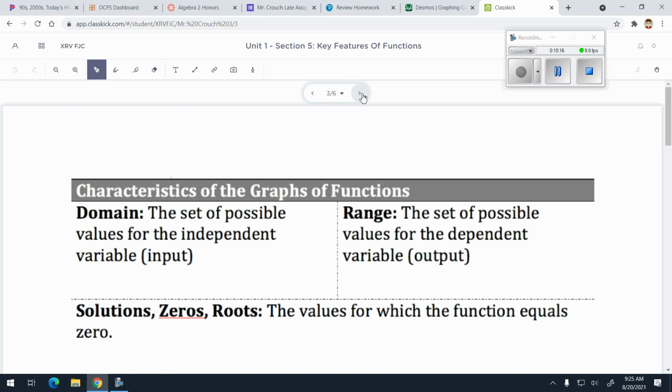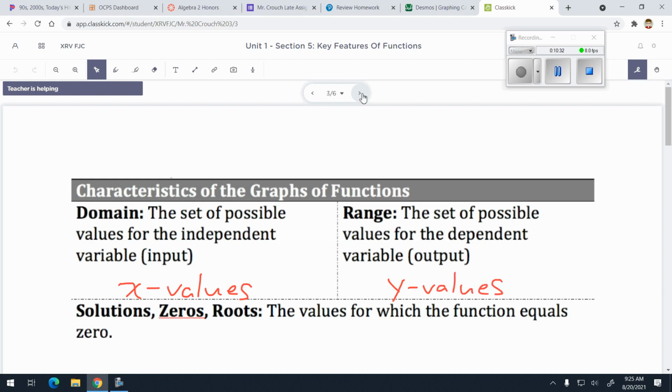Okay? We already know domain. Domain is representing our x values. We already know our range. That's representing our y values. We've talked about that, so that is not new.